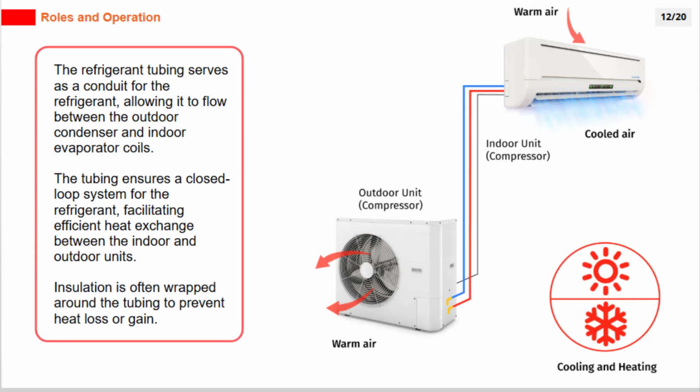The refrigerant tubing serves as a conduit for the refrigerant, allowing it to flow between the outdoor condenser and indoor evaporator coils. The tubing ensures a closed-loop system for the refrigerant, facilitating efficient heat exchange between the indoor and outdoor units. Insulation is often wrapped around the tubing to prevent heat loss or gain.